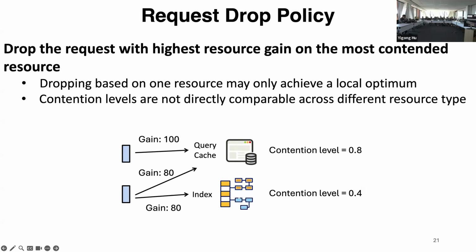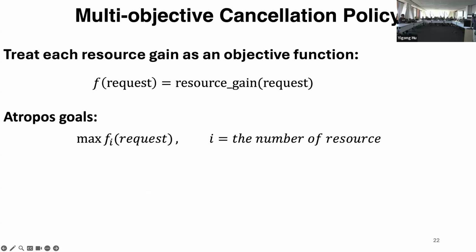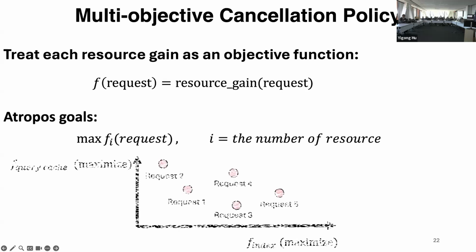They are different resources. So we, inspired by operations research, treat this problem as a multi-objective optimization problem, which means that we treat each resource as an objective function, that we have the resource gain, and then the goal for our system Atropos is that we want to maximize the resource gain on most resources. And how do we address this one? It can be simply illustrated in a figure like this.